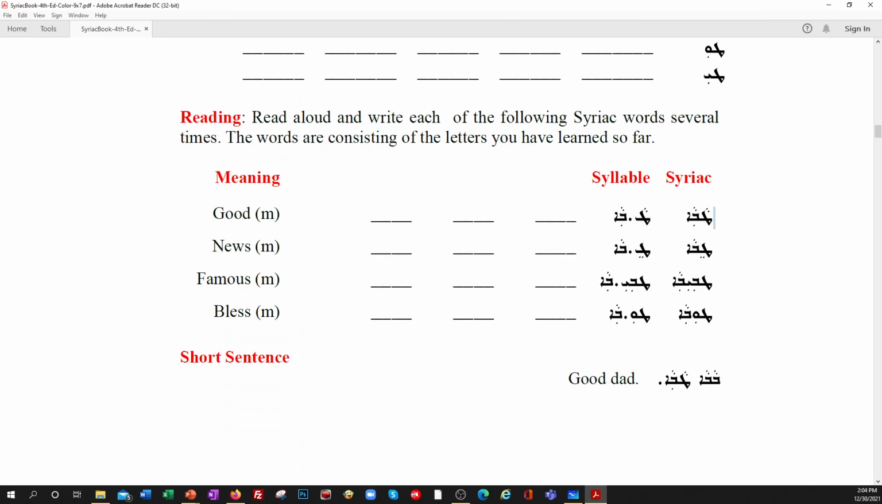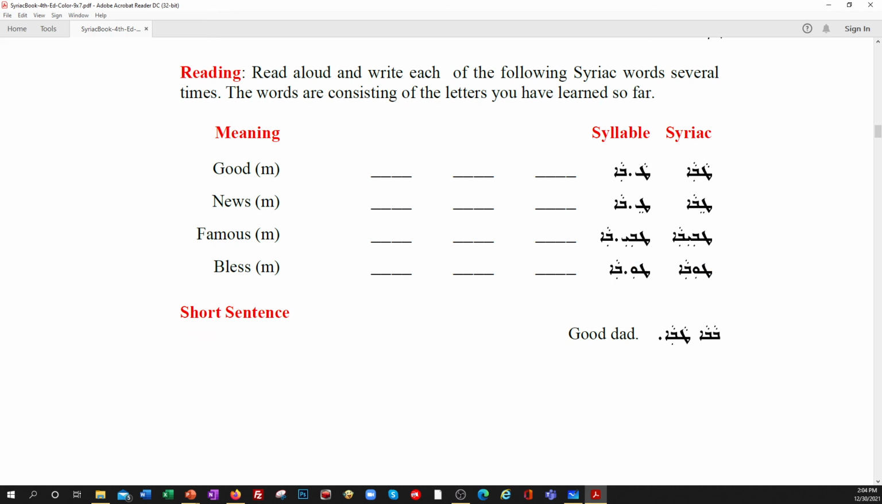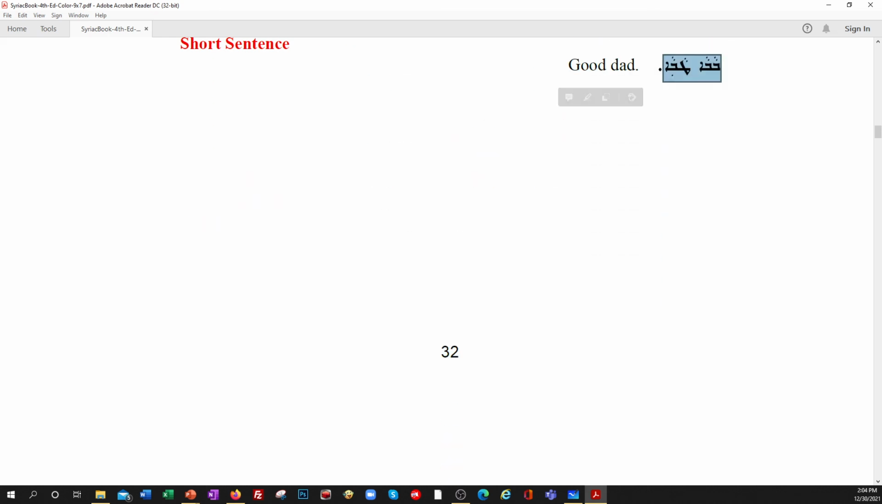Words. Tawa, tubba, twiwa, towa. Example, baba tawa.